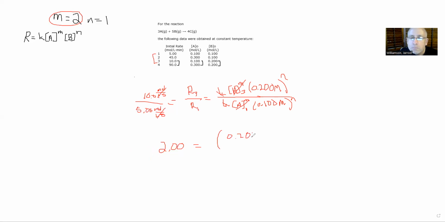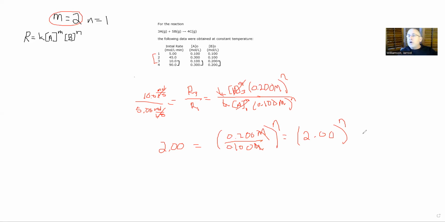0.2 capital M over 0.1 capital M to the N. The M's cancel. That's going to be 0.2 divided by 0.1 is going to be 2, to the N. I know N has to be equal to 1 because I've got 2 equals 2 to the N. The only way that works is if N equals 1.